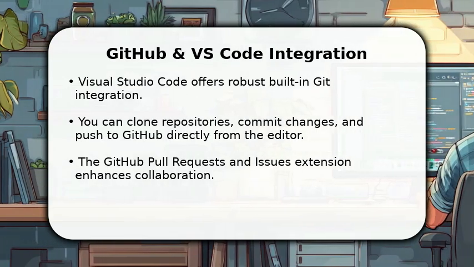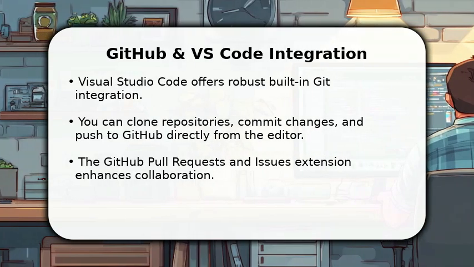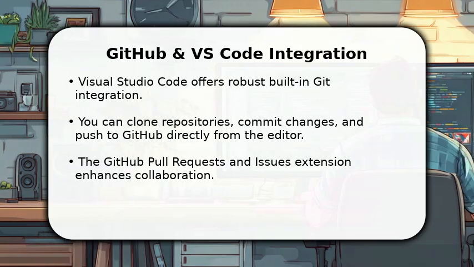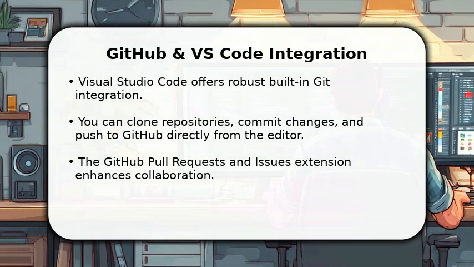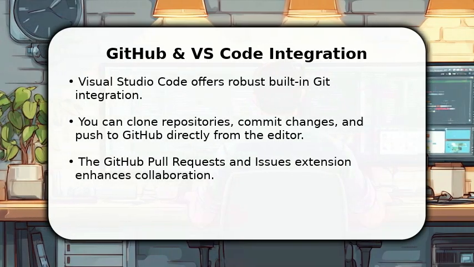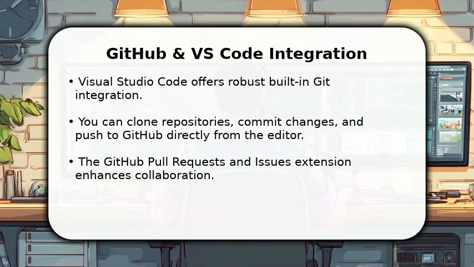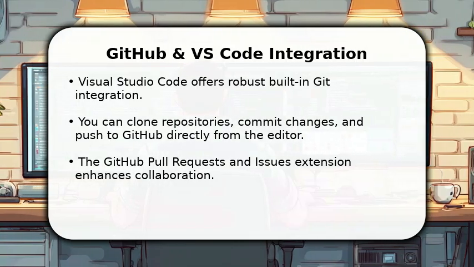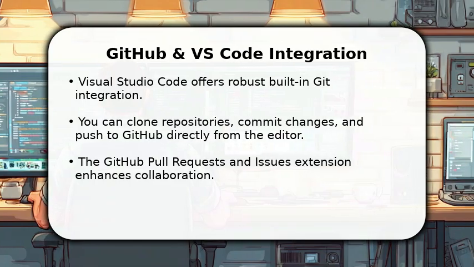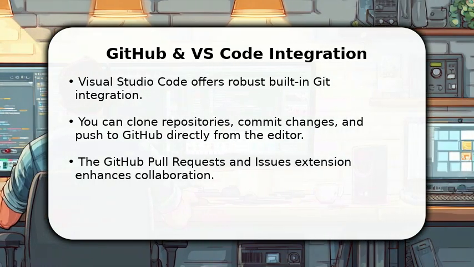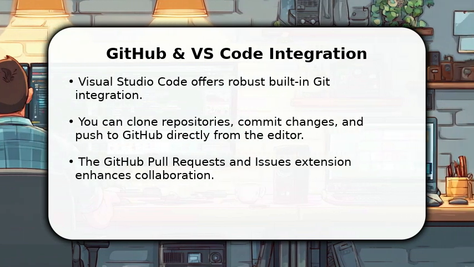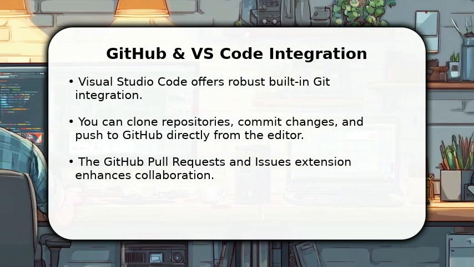In this video, I will explain GitHub using VS Code. Visual Studio Code offers incredibly robust built-in Git integration, allowing you to manage your entire workflow seamlessly. You can effortlessly clone repositories, commit your changes, and push them to GitHub directly from the editor. The GitHub pull requests and issues extension further enhances collaboration, making it a powerful environment for developers. This integration streamlines your development process significantly.